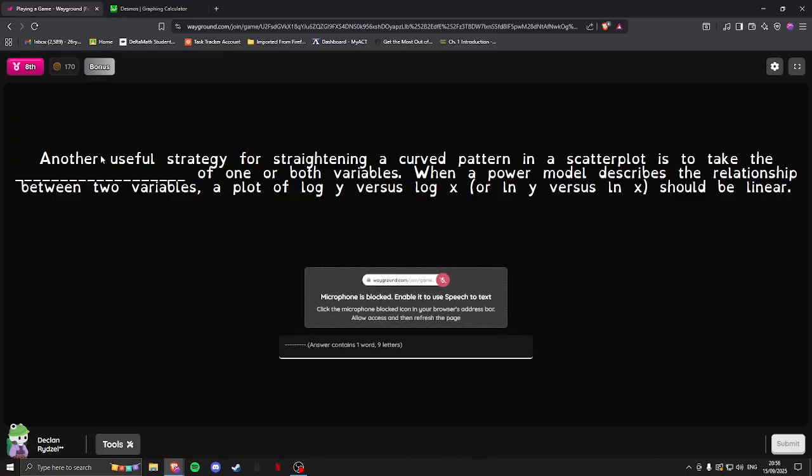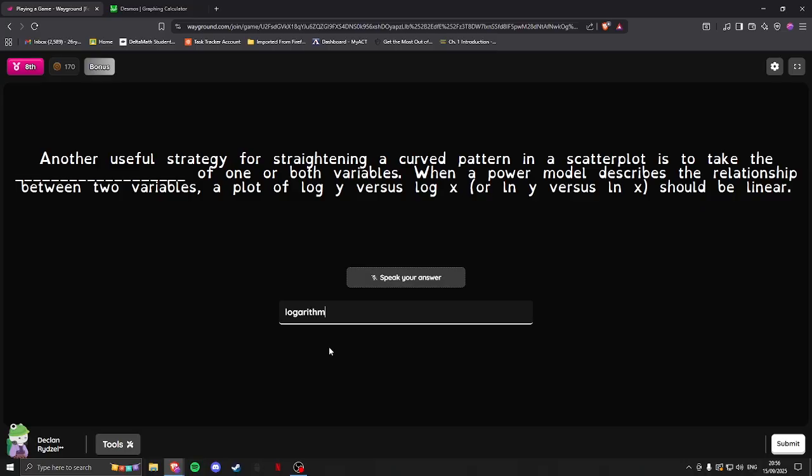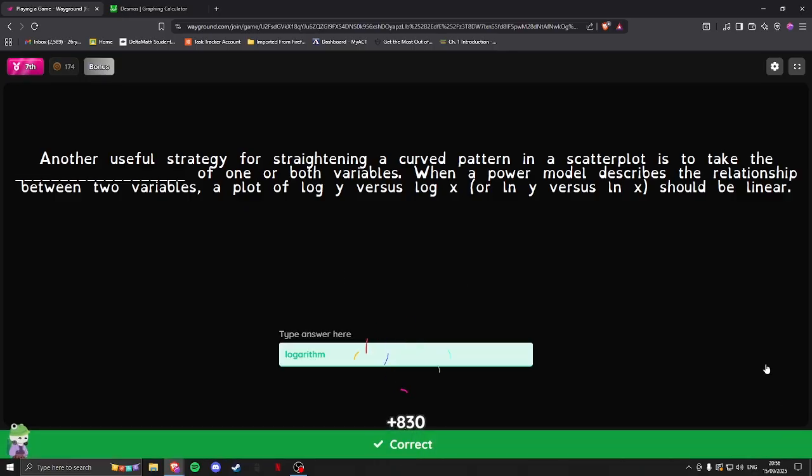Scatter plot, hold on, use shift forward. For straightening a curved, oh yeah. So that is taking the logarithm of one or both variables when a power model describes. So when using power models, take logarithms, because logarithms and powers are inverses of each other.